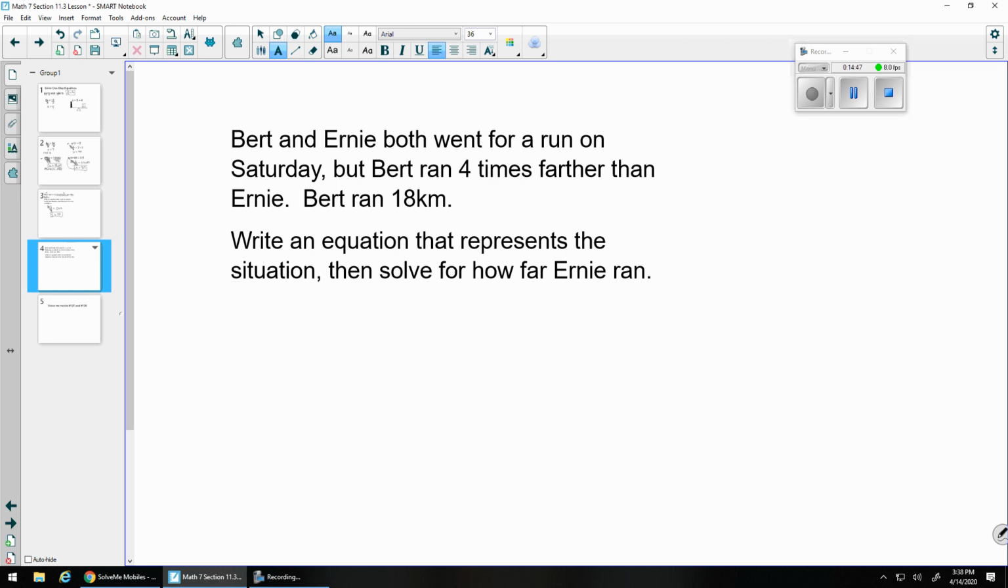Okay, so first let's think, who ran farther? Well, Bert ran 4 times farther than Ernie. So Bert ran farther. In fact, he ran 4 times what Ernie ran. So B ran 4 times what Ernie ran. So 4 times E. We show that without the multiplication symbol, just 4E. So the amount Bert ran is equal to 4 times the amount Ernie ran. So this is our equation that we can use to help solve it.